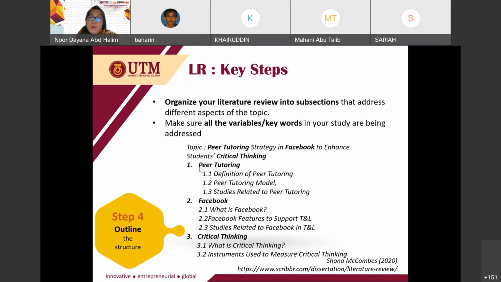So then what do you actually want to study in peer tutoring? What do you want to explore in peer tutoring? Of course, the definition of peer tutoring, okay, the peer tutoring model, and then this is important, the studies related to peer tutoring. Okay, the subtopics below the main topics here, peer tutoring, Facebook, and critical thinking, depend on you.